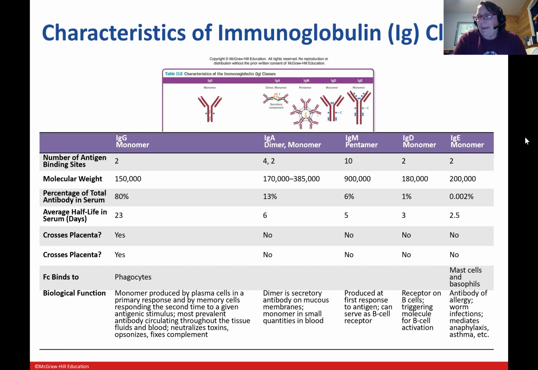It also addresses helminth infections. So this is the one that goes after worms. But the biggest thing that it does is it mediates anaphylaxis, which is a very severe allergic reaction. We're going to talk about this in the next chapter. And it also mediates things like asthma and other things that can be triggered by allergies.